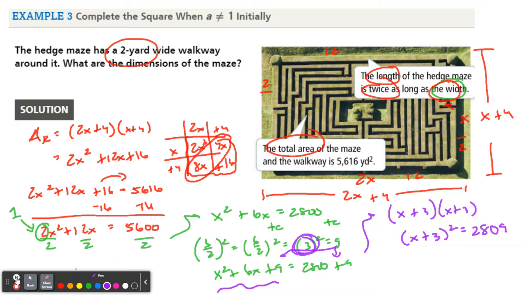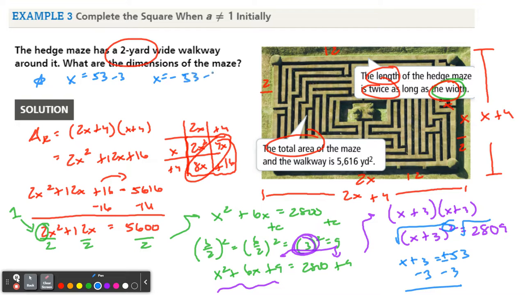And now to get rid of this squared, we're going to take the square root. So the x plus 3 pops out. And when you take the square root of 2809, it's a nice number. It's 53. But remember, when you take the square root here, you have to do plus or minus this 53. So now we'll subtract 3 on both sides. And we'll get 2 problems. So you get x equals 53 minus 3, and x equals negative 53 minus 3. 53 minus 3 gives you an x value of 50. Negative 53 minus 3 gives you an x value of negative 56.